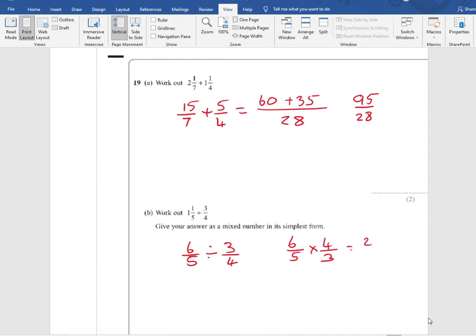4 sixes are 24 over 15. So that goes in 1, and 15 from that is 9. 9 fifteenths. Let's simplify that a bit, dividing by 3. So it's 1 and 3 fifths. Yeah, that was divide.